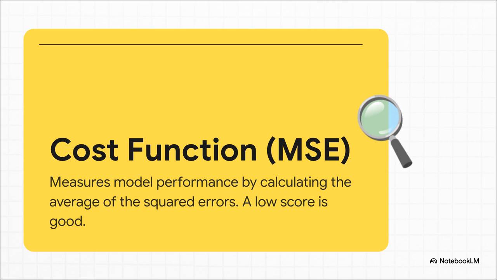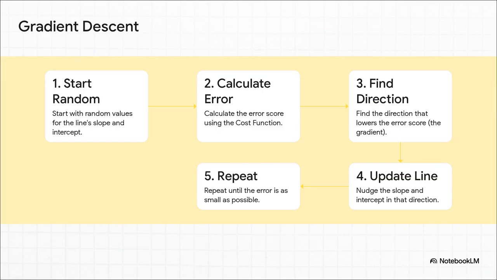A high score is bad, a low score is good. The goal is simple: get the lowest score possible. And the process it uses to get that score down is called gradient descent. The best way to picture it is to imagine a giant foggy valley. The lowest point at the bottom of the valley is the perfect answer we're looking for.